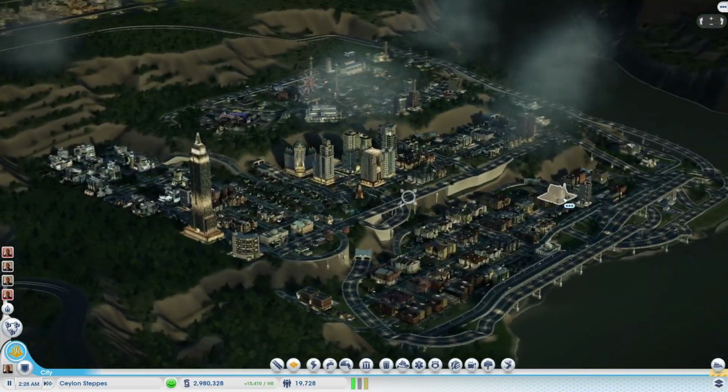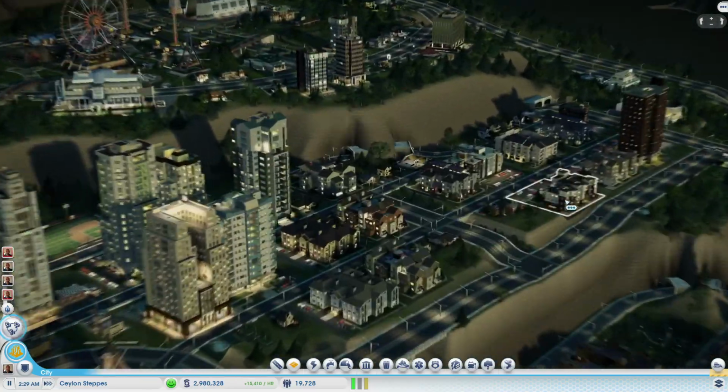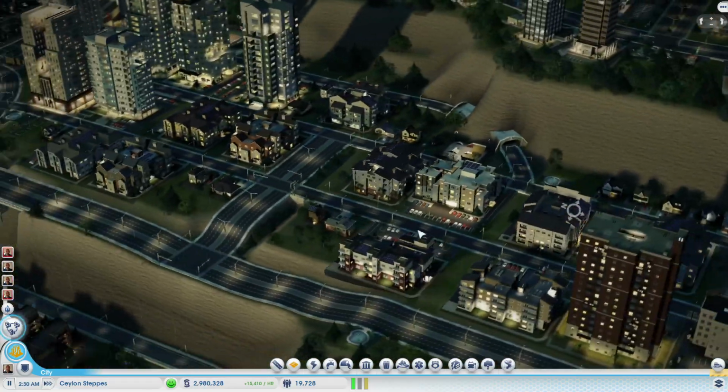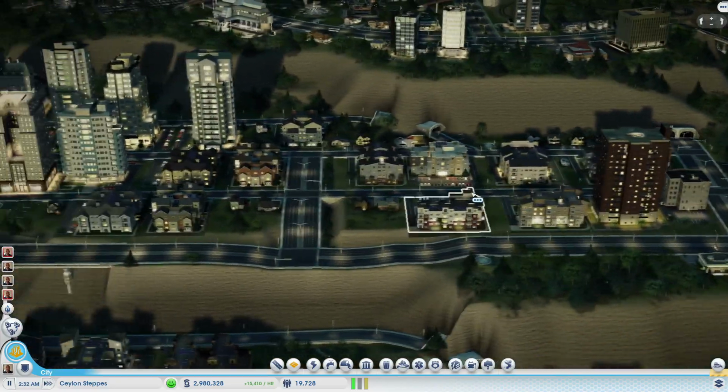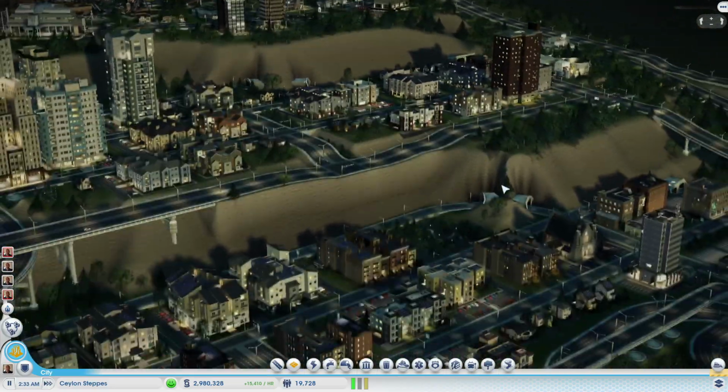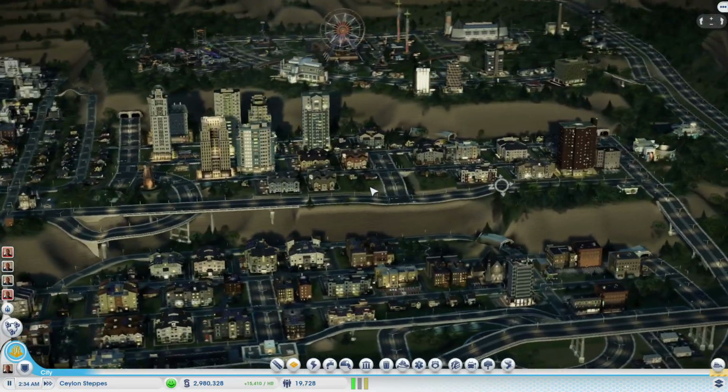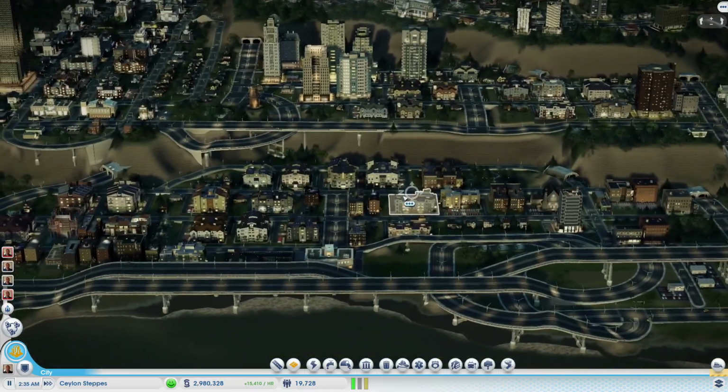I am liking this city. I just need more high rises. That's what I need. I want more high rises. But otherwise, we're doing good. We're doing really good.